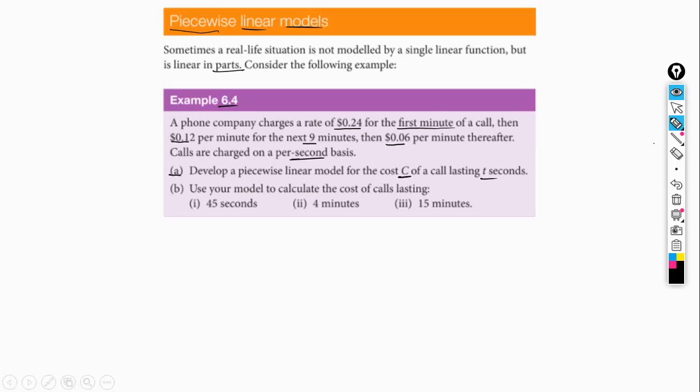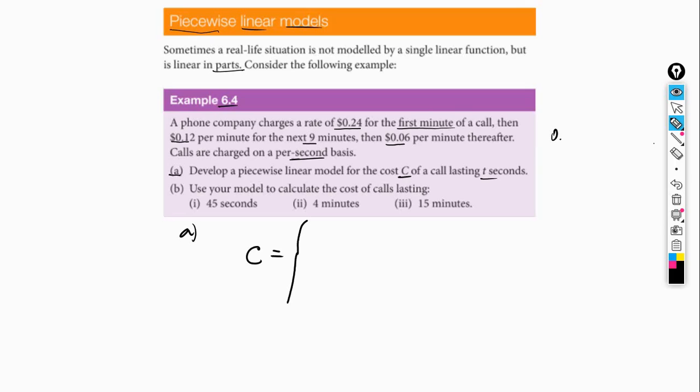So these piecewise functions or models look like this. You would go, okay, so C is equal to, you write a bracket, and then within this bracket, you're going to have, in this case, 3 different linear functions. So first notice that the company charges $0.24 for the first minute of a call.